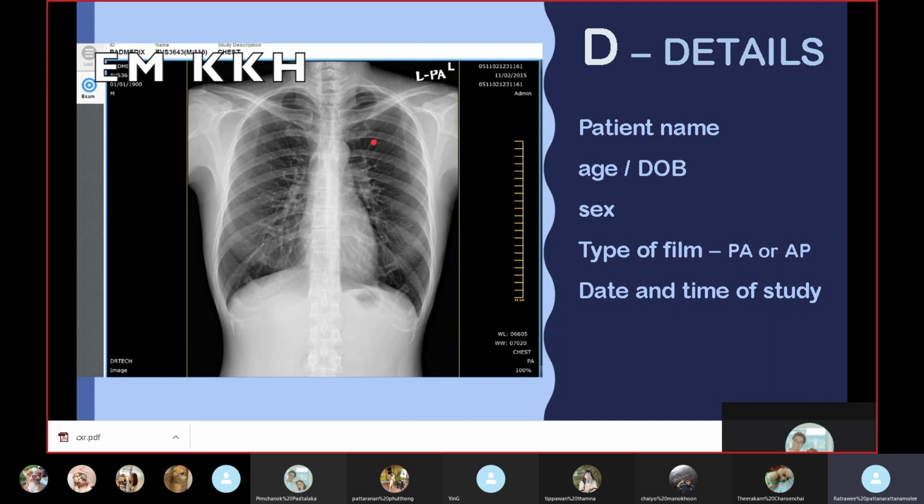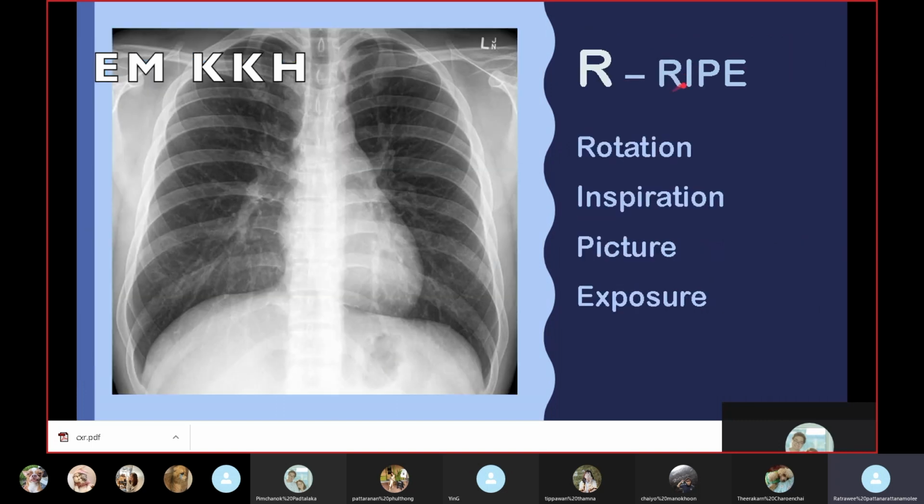To begin chest X-ray interpretation, you should check the patient details. This is the name of the patient, date of birth, identification number, date and time of the examination, and the previous imaging. This is useful for comparison.